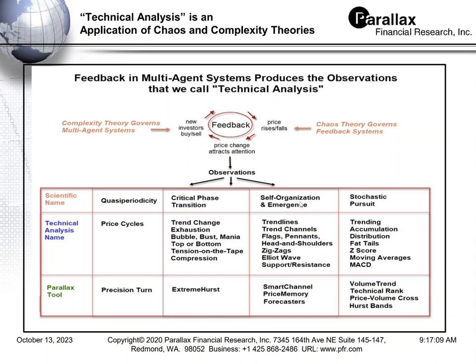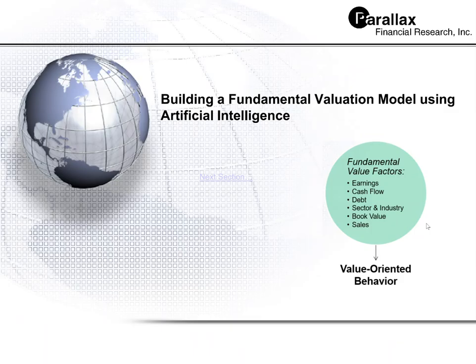Self-organization emergence creates the geometry. We have Smart Channel for that. And the pursuit of price involves volume moving in the direction, volume increasing in the direction that price is moving. And we have Volume Trend for that. So we've narrowed down really the key predictors for all the observables that compose technical analysis. And the next thing we'll move to is a discussion of our fundamental model. That'll be the next slide.